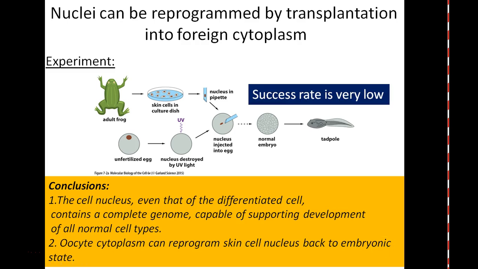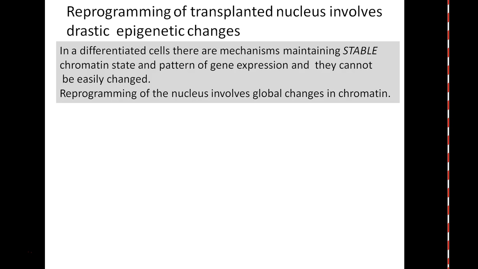And of course, the success rate was very low, because at that time they didn't understand much about the reprogramming and what controls this process. But they were able to make very important observations. So like I said, differentiated cells maintain their stable chromatin state and pattern of gene expression, and they cannot easily be changed.